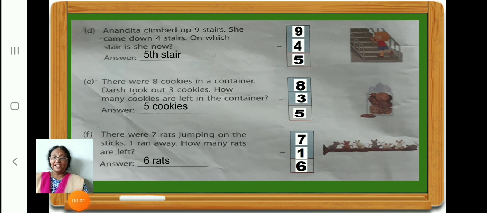So children, today we have completed writing in mathematics textbook till page number 52 in chapter 3, subtraction. Children, we will continue from page number 53 onwards in the next period.